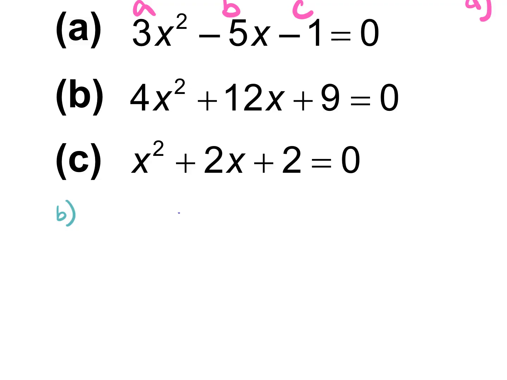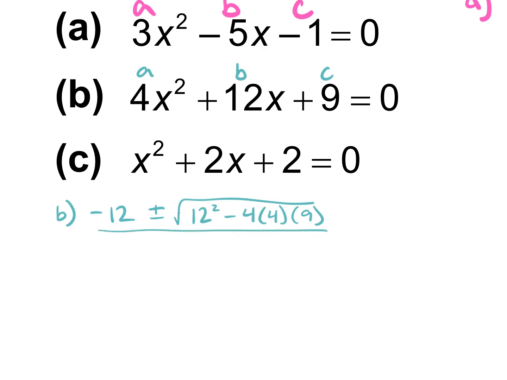So for b, what's our a? 4. What's b? 12. And c? 9. So when we plug it in, we have negative b, so negative 12, plus or minus the square root of b squared, so 12 squared, minus 4 times a times c, so 4 times 4 times 9, over 2a, so 2 times 4.